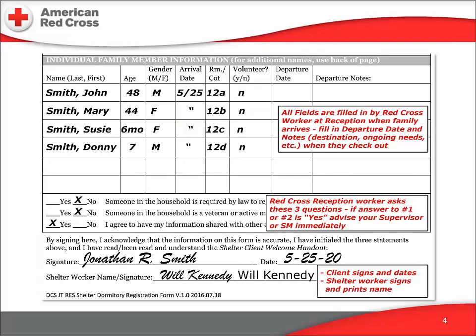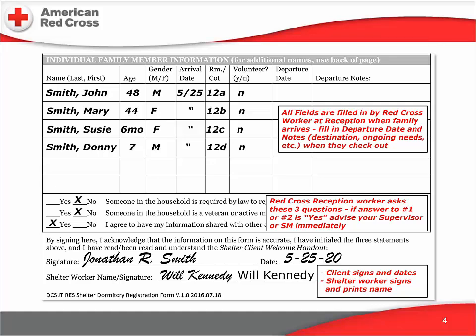This is the bottom half of the Shelter Client Dormitory Registration Form. It's important that, if possible, the form is filled out by the registration staffer. This gives you the opportunity to observe the client's demeanor, to gauge the possibility that he or she needs immediate assistance from one of our Red Cross support departments or outside partners.